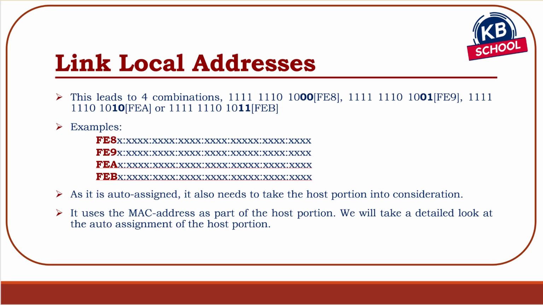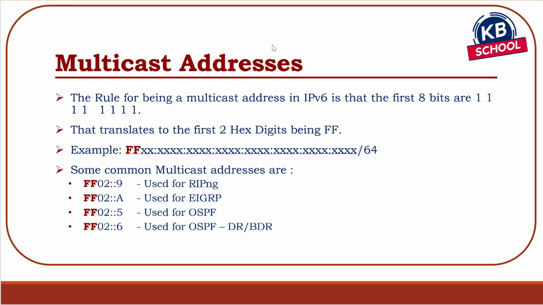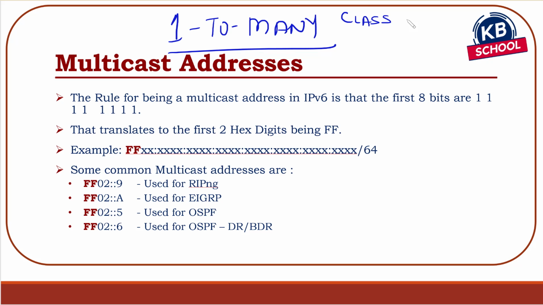All right, so last address, the multicast address. Again, multicast address is used for one-to-many communications, just like in IPv4. It's just the rule is different. In IPv4, a multicast address is given its own class, class D. And how do I identify a multicast address in IPv4? It's the first octet between 224 to 239. The reason for that is the first 4 bits are 1110, which gives you that range.